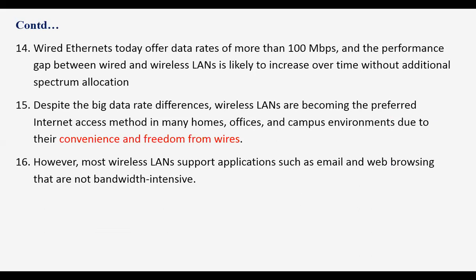Now, before this wireless, wired Ethernet today offers a data rate of more than 100 Mbps. It may be 1000 Mbps and so on, using wired networks. The performance gap between wired and wireless LAN is likely to increase over time without additional spectrum allocation. This is a very important statement. So what is the meaning? When you say performance gap, what is that performance gap? We have to go back and understand what the performance metrics are.